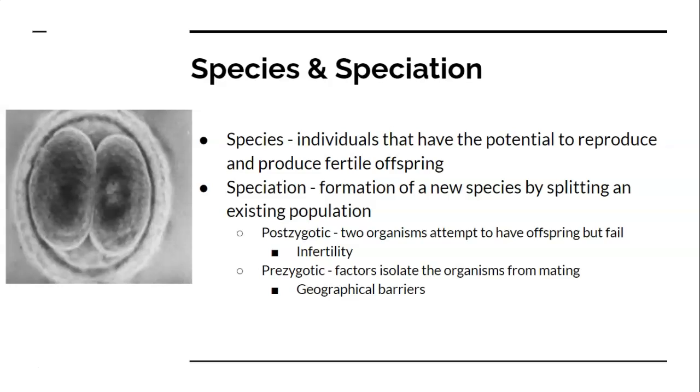Post-zygotic, right after birth, where two organisms attempt to have offspring but fail. That could be caused by infertility. Or pre-zygotic, which is factors that isolate the organism from mating to begin with, like geographical barriers.